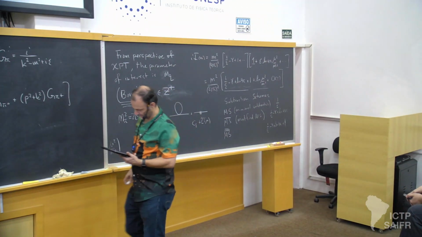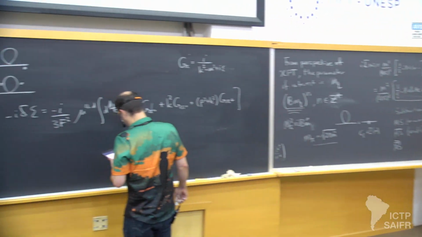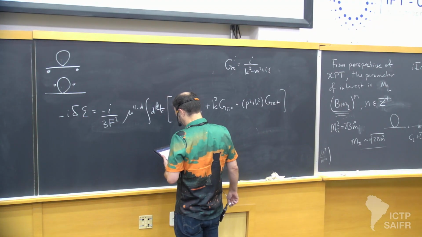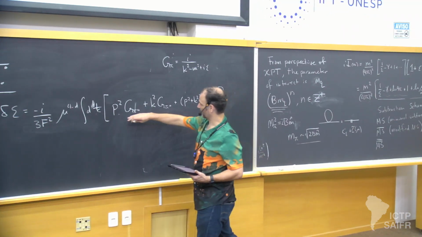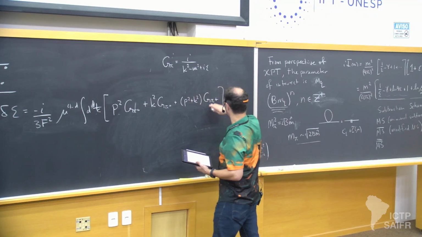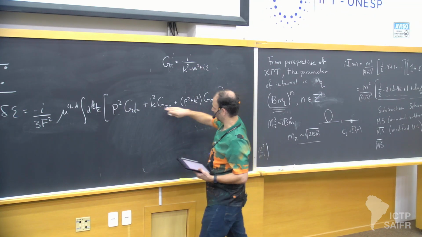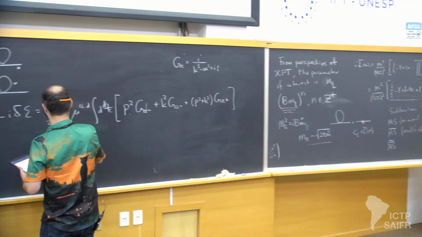So what do we get? If we add it all together, we can see these two terms are the same. They both just have a p squared plus k squared, and since the pi mass is the same, I can set the propagators to be the same, so I get a factor of 2.